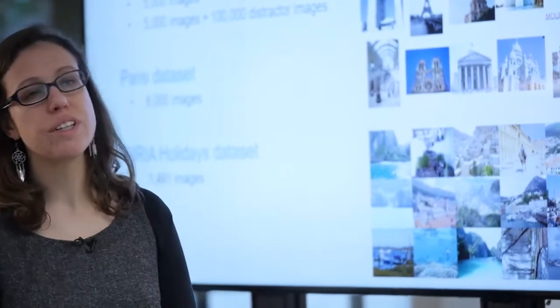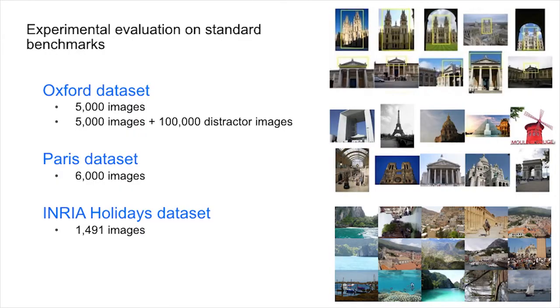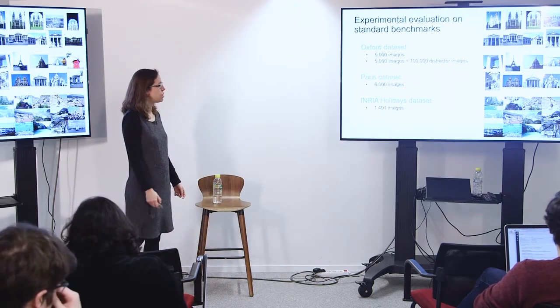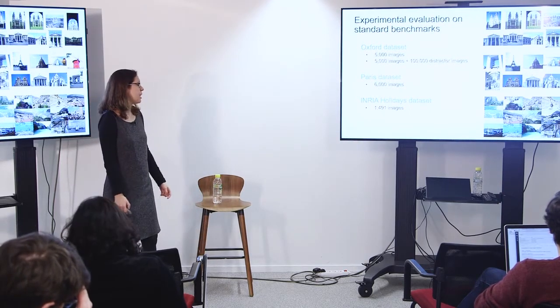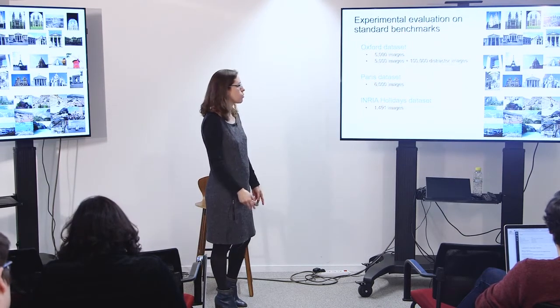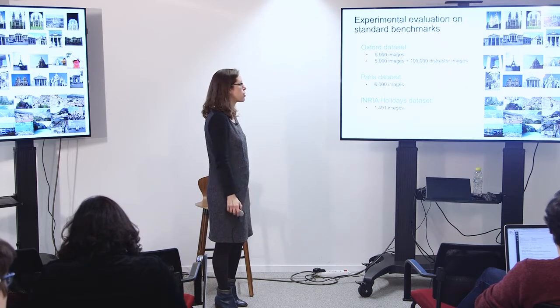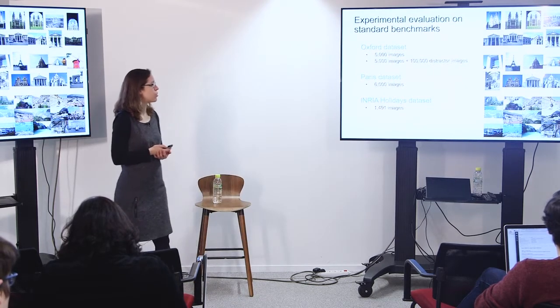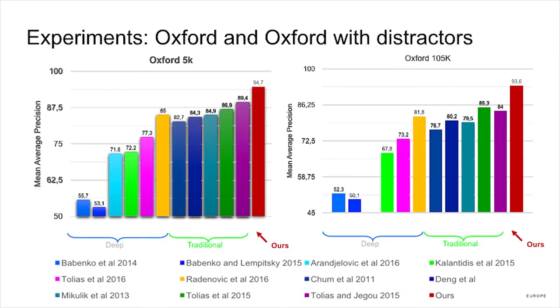I'm going to start with the Oxford dataset that has 5,000 images of different landmarks. And there's a second flavor of this Oxford dataset where on top of that we add 100,000 distractor images. So we want to see how it performs. There's the Paris dataset with a few landmarks from Paris as well. And finally, the INRIA Holidays dataset is more than just buildings. It also has other kinds of landmarks. So we evaluate on all these 4. For evaluation, we use the mean average precision, which is a standard measure to evaluate retrieval, the higher the better.